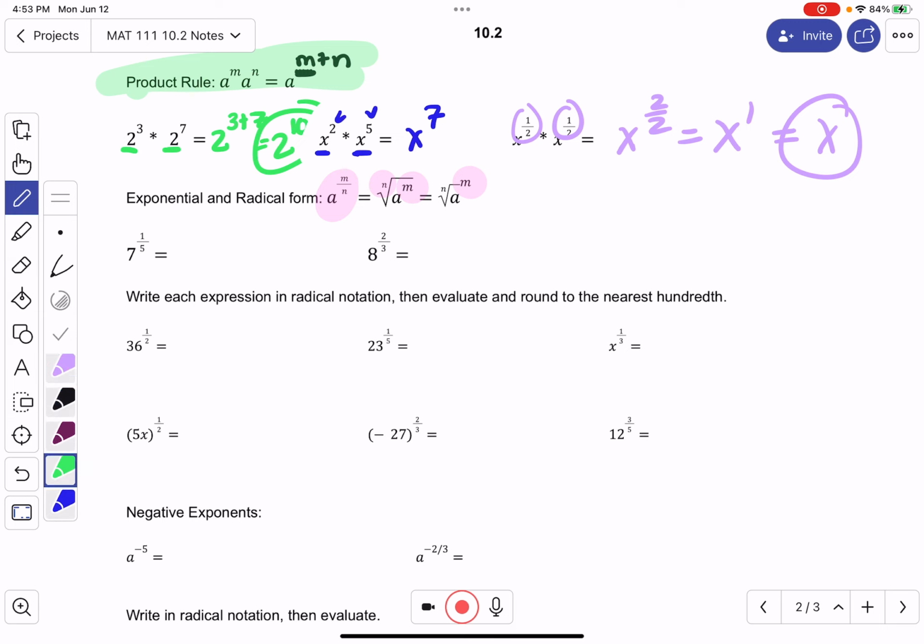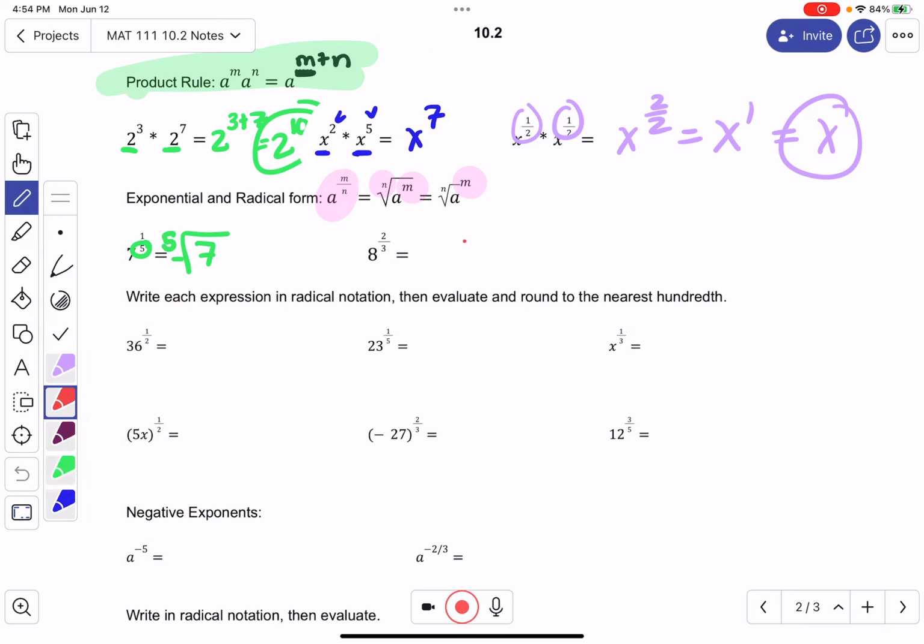For example here, 7 is our base, so it stays in the radical. 5 is the denominator, so it goes here as our index. And the 1 is our exponent. Now you don't typically have to write 1, so it doesn't matter. Both of those would be correct.